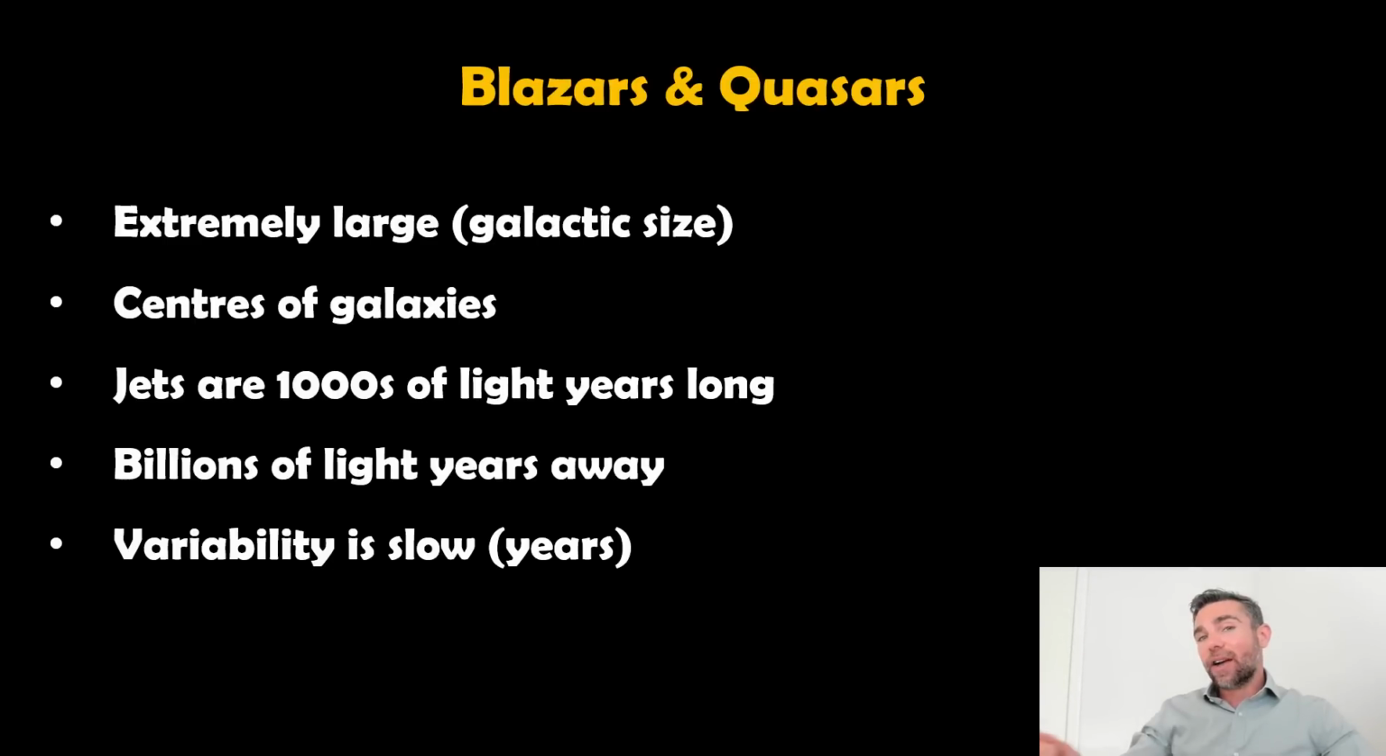And they do actually have variability, so they're not always the same power. They can vary in output depending on the material that's falling on them, if anything kind of obstructs it, that sort of thing. But because they're much, much larger objects, the rate of change of that variability is quite slow, and it can be on the order of years, basically.